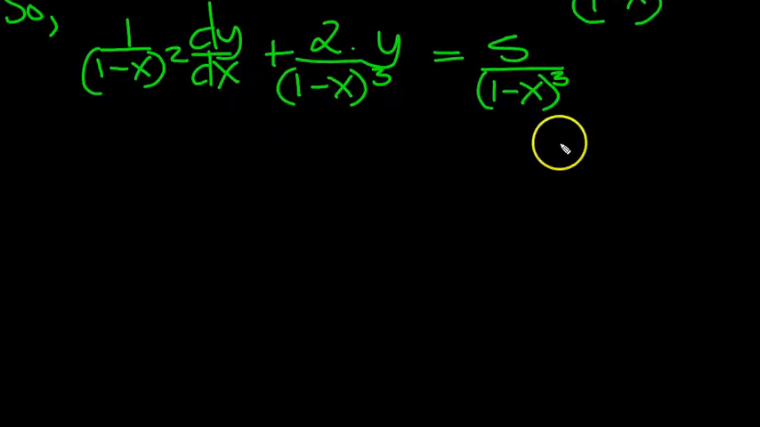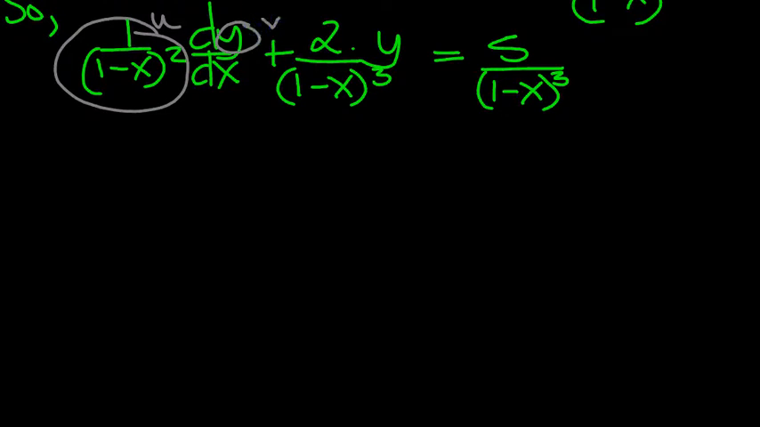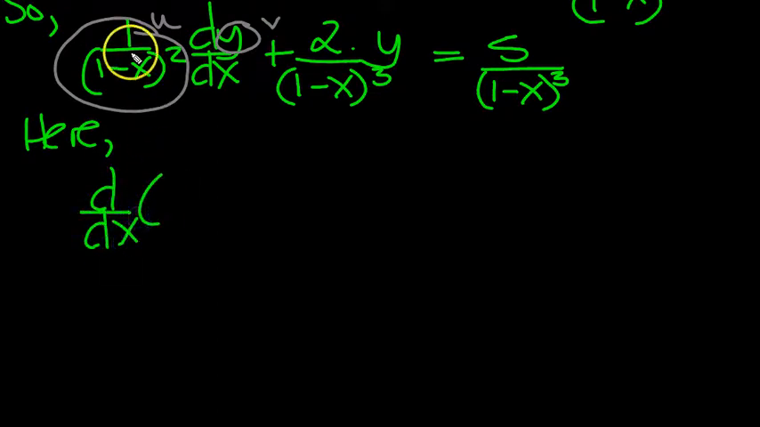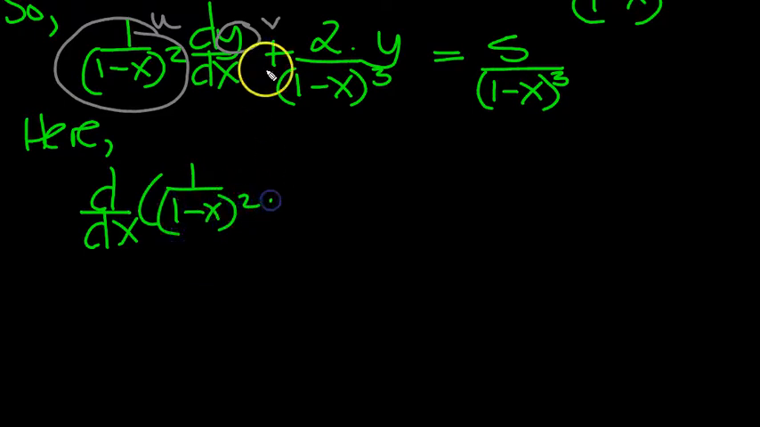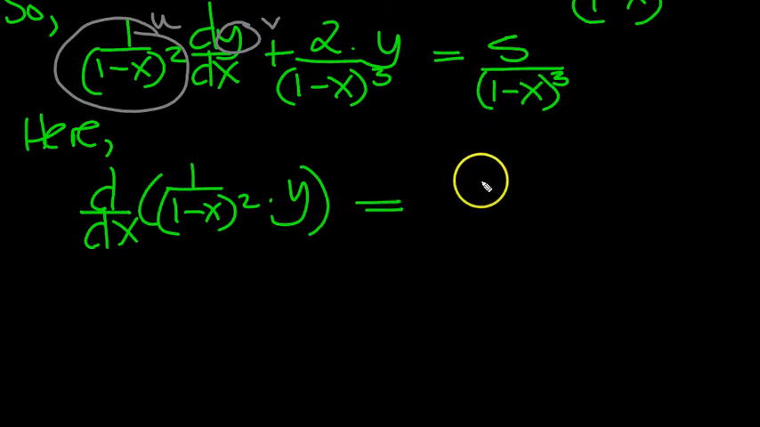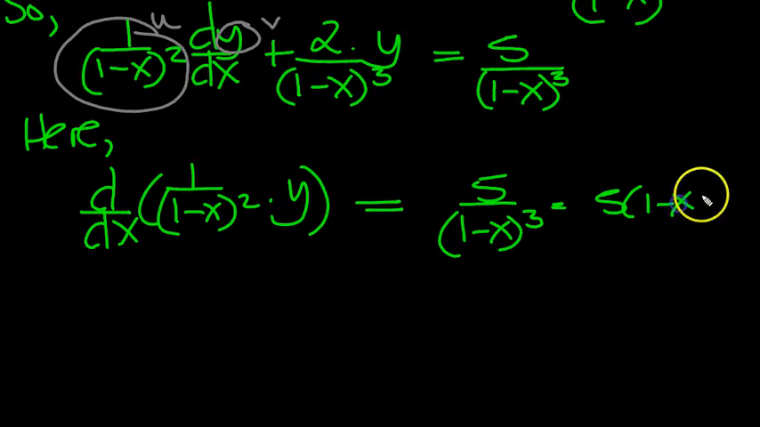So now we can deal with this problem. All we simply do is circle the u and the v, and the u is here, same every time, and the v is there. So here we have d by dx of u times v, here's u, as we said, times the v, which is y, will equal the 5 over 1 minus x cubed, which you can write as 5 times 1 minus x to the minus 3 if you wish. Integrating both sides now.